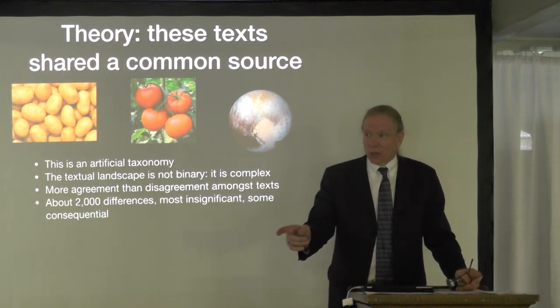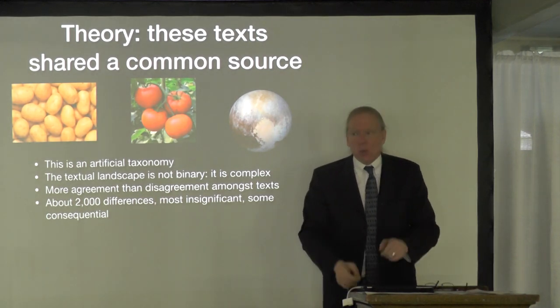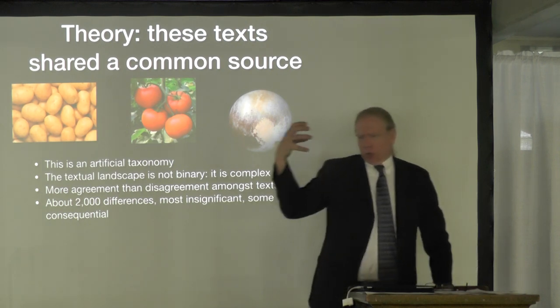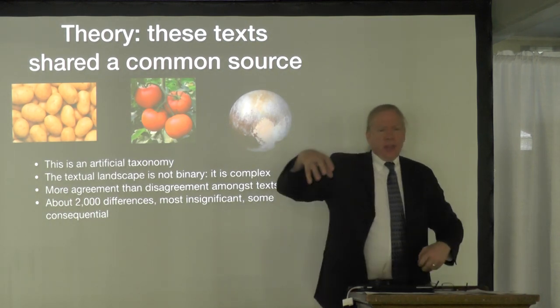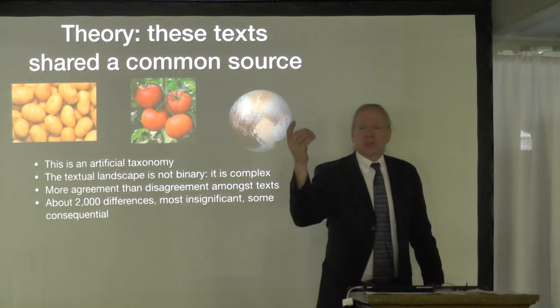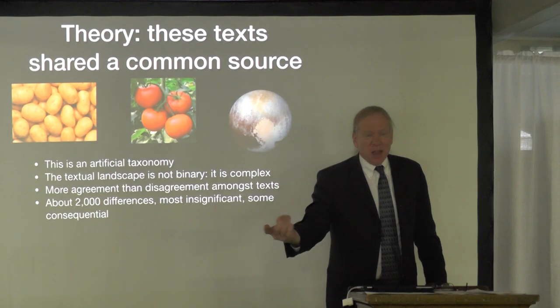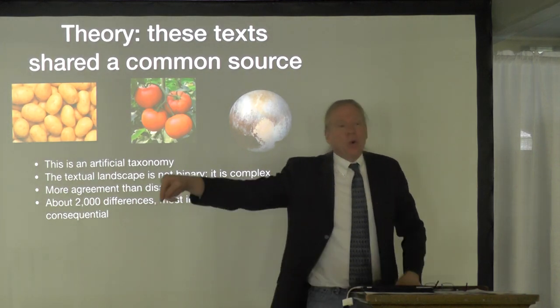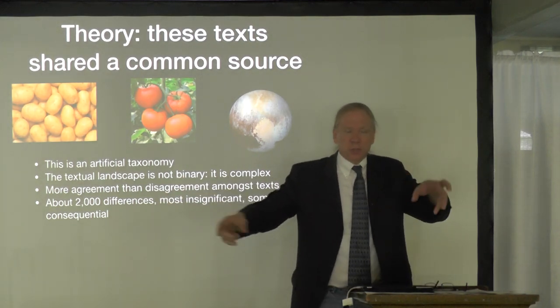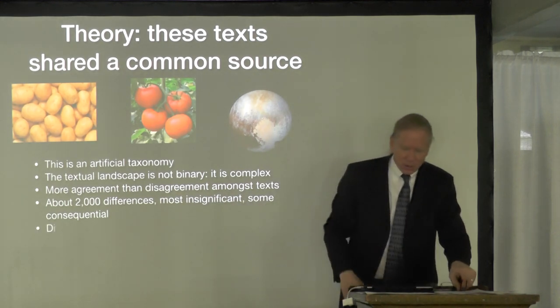There are some consequential ones, but guess what? Where there are consequential differences, where the Byzantine texts disagree with the Alexandrian text, and the Alexandrian text, if you think it was wrong in this case, guess what? There's still a faithful witness to Jesus Christ. And the very thing that you're upset about, well, there's a faithful witness to the very thing that you're upset about that agrees with you in the Alexandrian text.